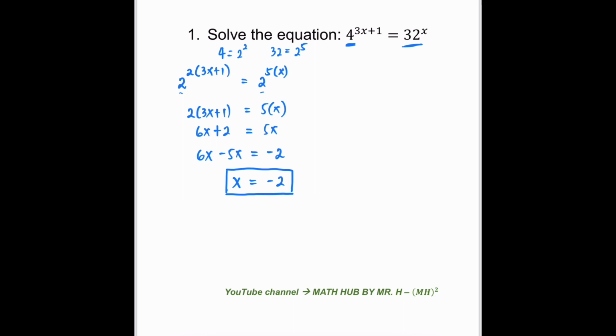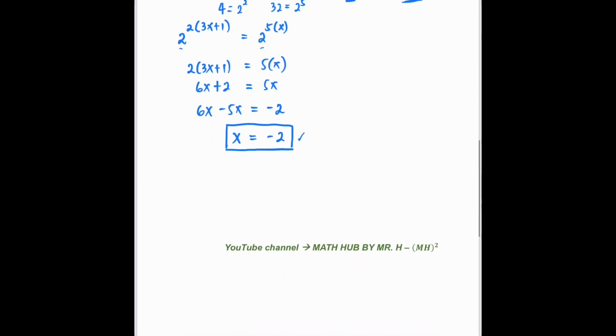Now, if you want to check if the value of x that you got is right, what you need to do is simply plug in the value of x, which is negative 2, into the original equation, and then simplify the left-hand side and the right-hand side, and you will arrive at a balanced equation, which is a true equation. If that happens, definitely that tells us that the value of x that we got is correct. All right, so I'll leave you to check.